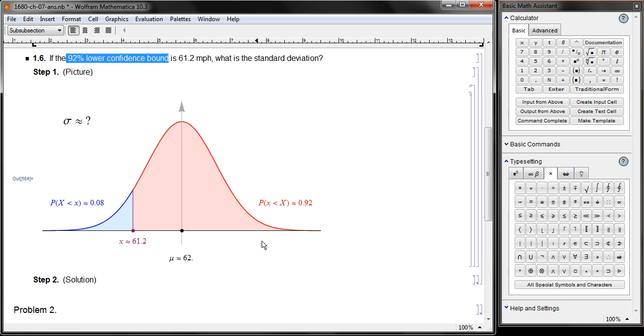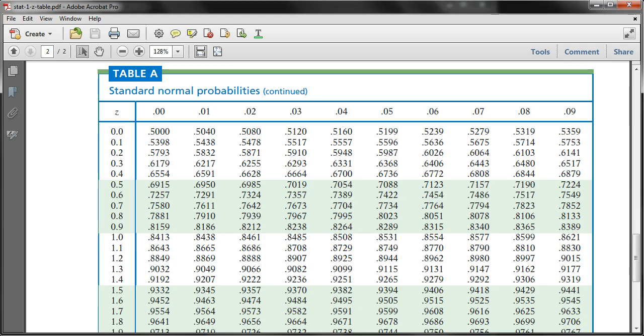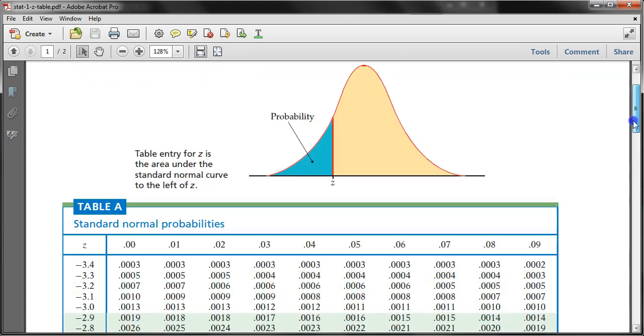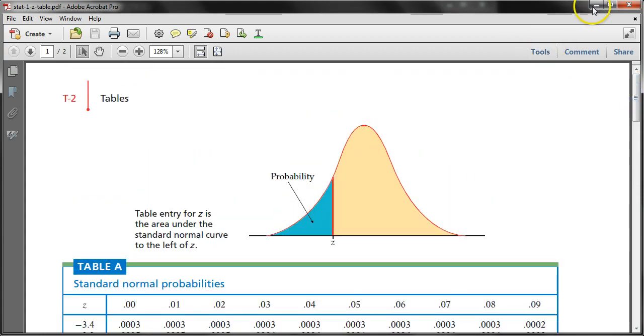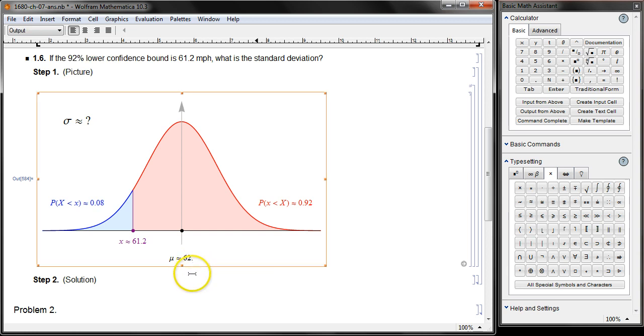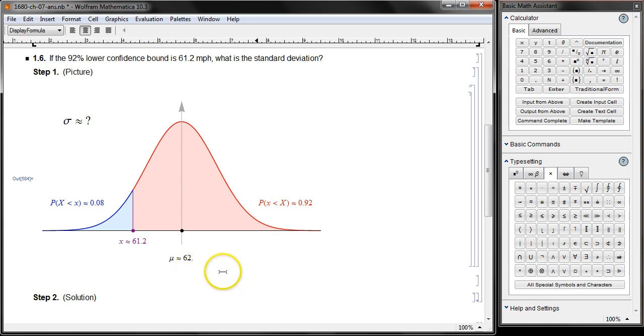So what do we have to look up as a z-score? Do I have to look up 92%? No, not really. In this z-table, the shading is always to the left-hand side. See, the shading is the left-hand side. So 92% is the red part, but the left-hand side is the other 8%. So you have to look up 8% in the z-table. In short, you have to do something like this. And let me expand the font a little bit.